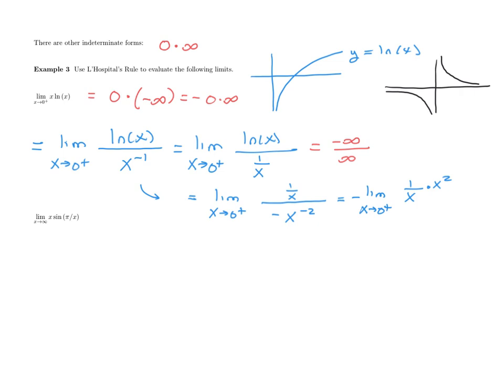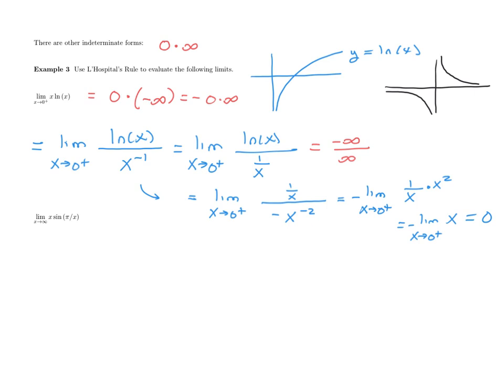What does this limit equal? Well, x and x squared, we can cancel an x to just call this x. This is negative the limit as x goes to 0 from the right of just x, and that is equal to 0. So overall, the answer to this limit is 0. It was a product. I wrote it as a fraction, applied L'Hopital's rule because we had an indeterminate form, and I found my final answer.